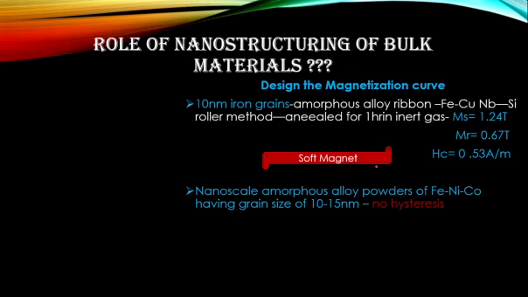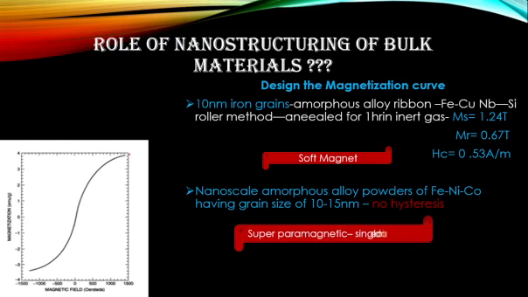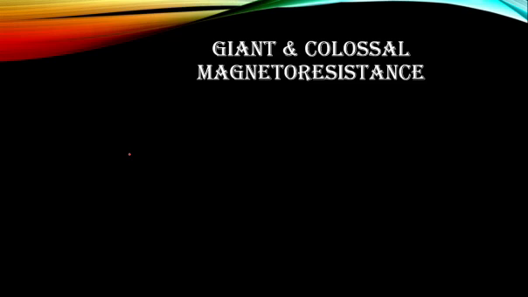You could also design materials which don't have any hysteresis curve at all. It is just a linear plot. That is possible if you take nanoscale amorphous alloy powders of iron, nickel, cobalt having a grain size of 10 to 15 nanometer. Here you can see it is almost like an S-shaped curve without any hysteresis. That is a speciality of nanostructured material. So it can also be referred to as a superparamagnetic or single domain material.